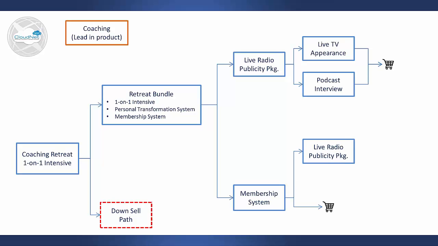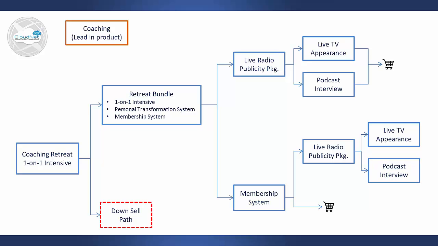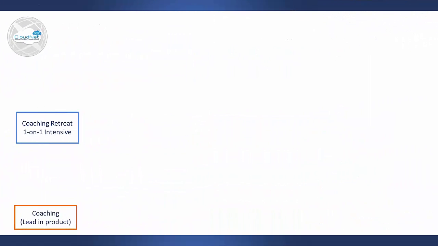But if they accept it, I'm again going to give them my live radio publicity package upsell. And if they accept that, I'll put them into the live TV appearance, or I'll downsell into the podcast interview if they reject my live radio publicity package. And again, after these two offers are presented, they will always be sent to the checkout page so that they can complete the order.